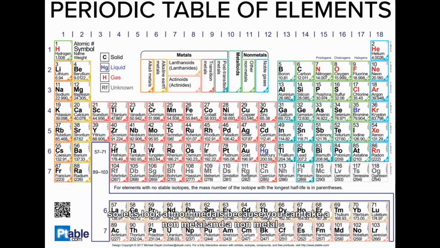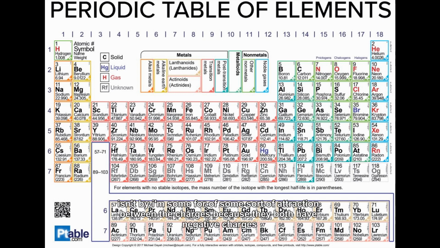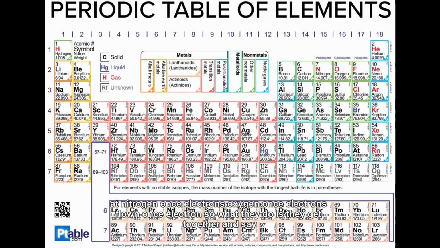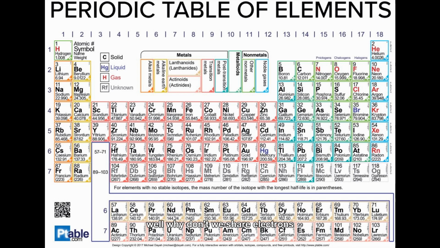Okay, so let's look at nonmetals, because you can take a nonmetal and a nonmetal and combine them together, but how they combine isn't by some sort of attraction between the charges, because they both have negative charges. But nonmetals want electrons. Nitrogen wants electrons, oxygen wants electrons, fluorine wants electrons. So they get together and say, why don't we share electrons? And that is called a molecular compound.